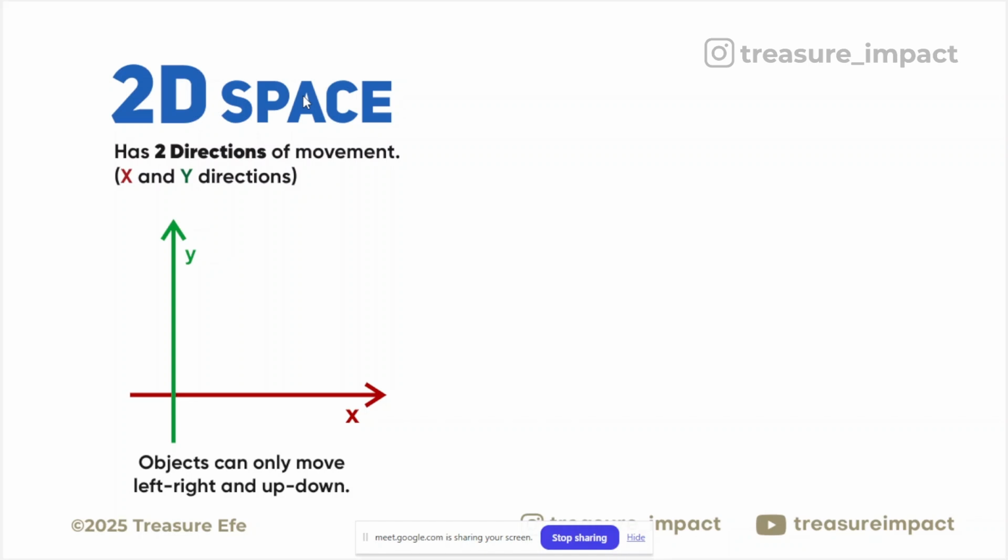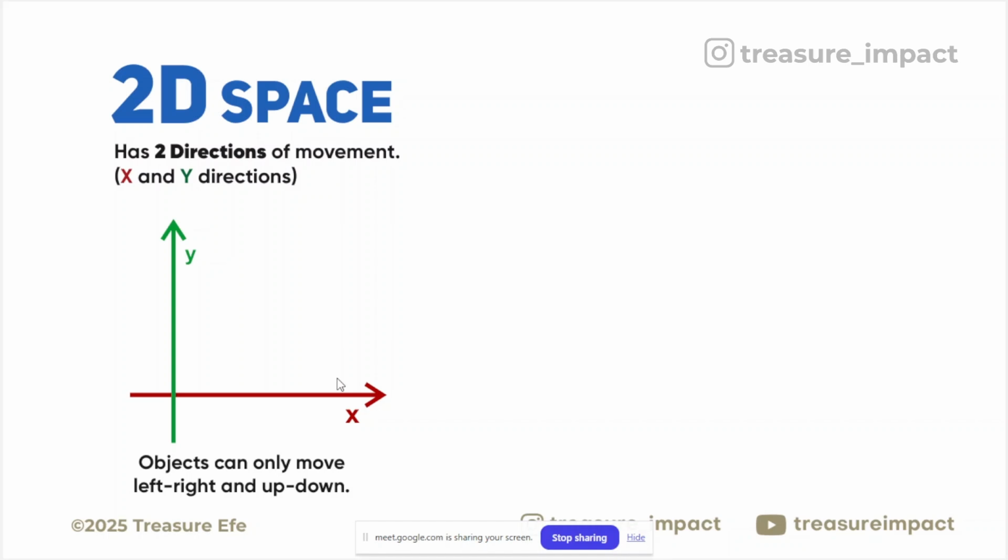Why is it called a 2D graph? Because it has just two directions of movement, which is the x-axis and the y-axis. So an object that is in a 2D space can only move in those two directions. So it can only move left and right or up and down. It can also maybe move diagonally, but diagonally just means it's moving on the x and the y-axis simultaneously. Now, while these objects can move up and down, left and right, they cannot move towards us and away from us.